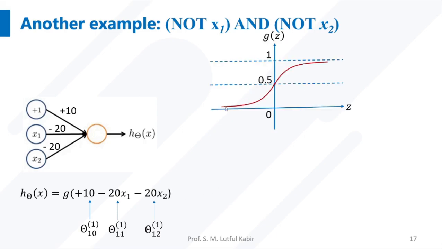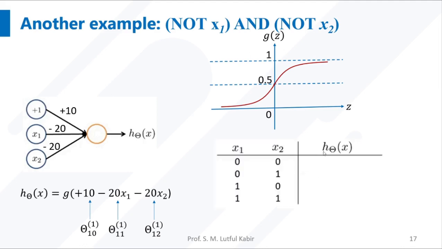And if we put these values of x1 and x2 combinations into the equation and get the value of z, the term within the bracket is the z, and then we can get whether it is a high value or a low value, whether g of z is 1 or g of z is close to 0. So this is the truth table or the output table. So if x1 and x2 are 0, 0, then output is g of plus 10. So g of plus 10 is close to 1.